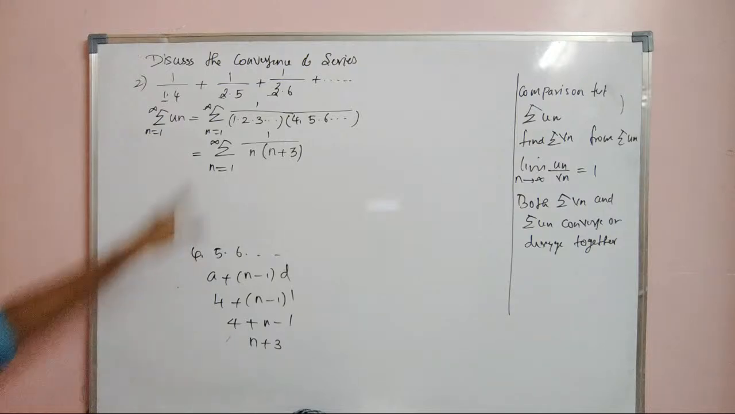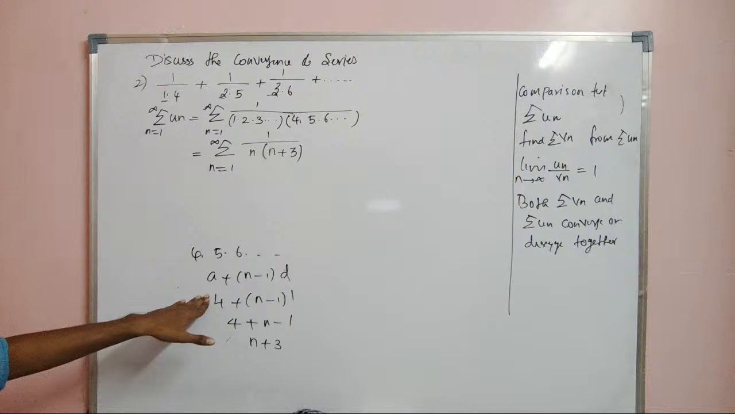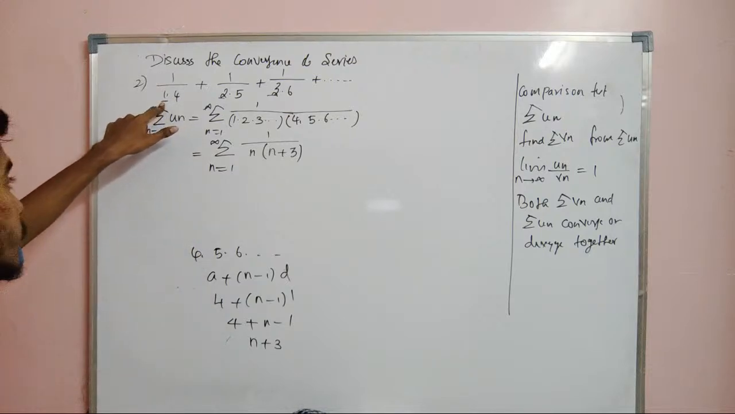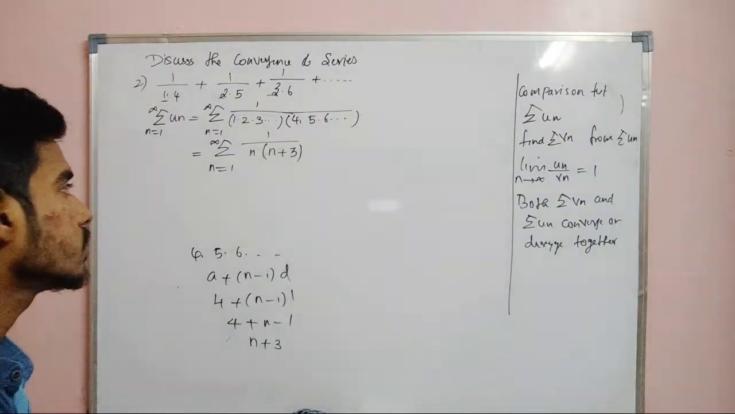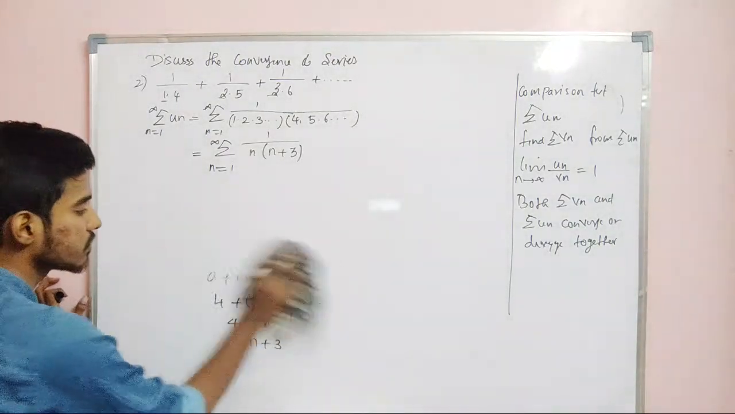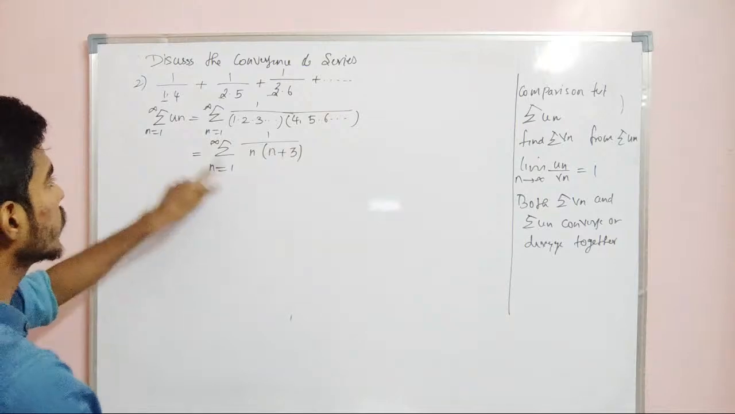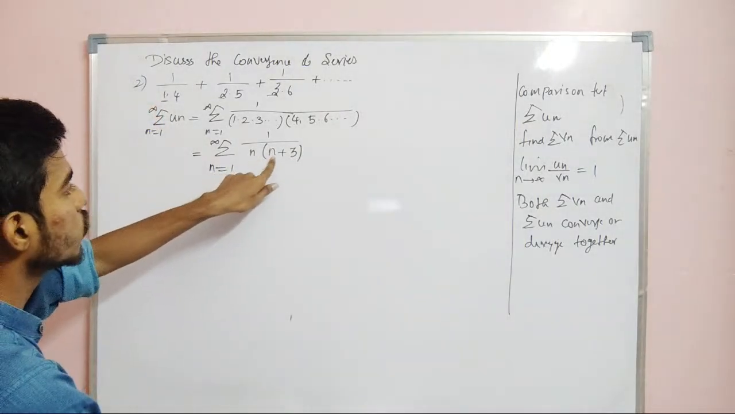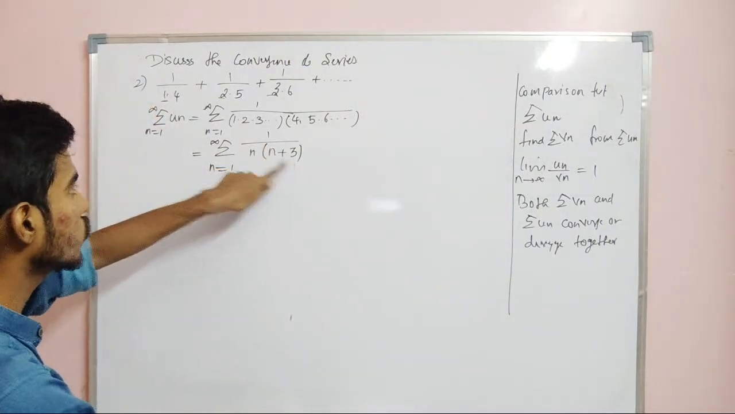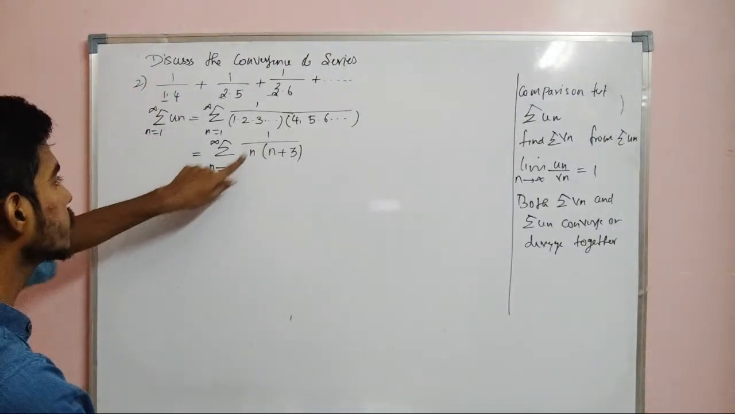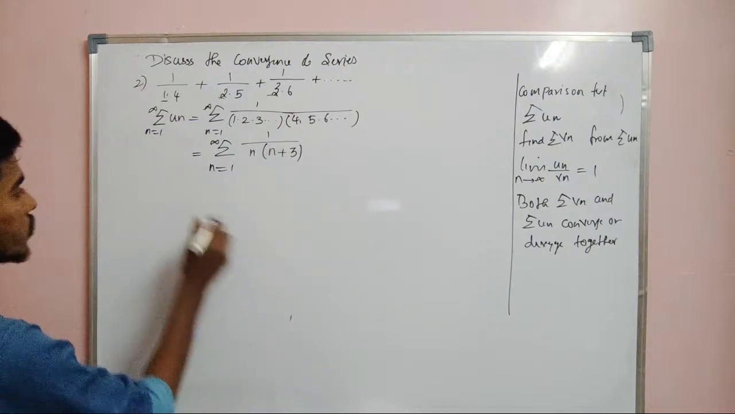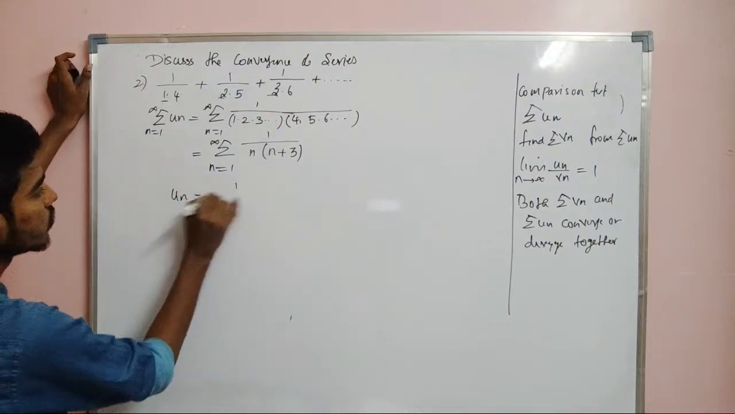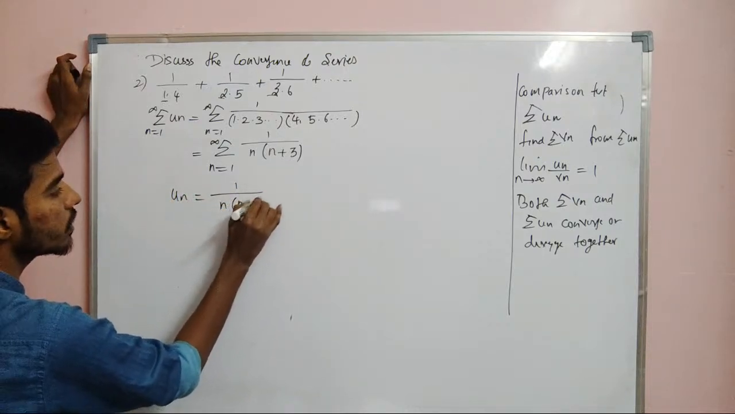Right? So just collect all the first terms and apply the formula A plus n minus 1 d. Or else you can also use the trial and error method to easily find the nth term of the series. If you substitute n equal to 1, you will have 1 by 1 into 1 plus 3, which is 4, so we get the first term. If n is equal to 2, we have 1 by 2 into 2 plus 3, which is 5, so we get the second term. So here our un is 1 by n into n plus 3.